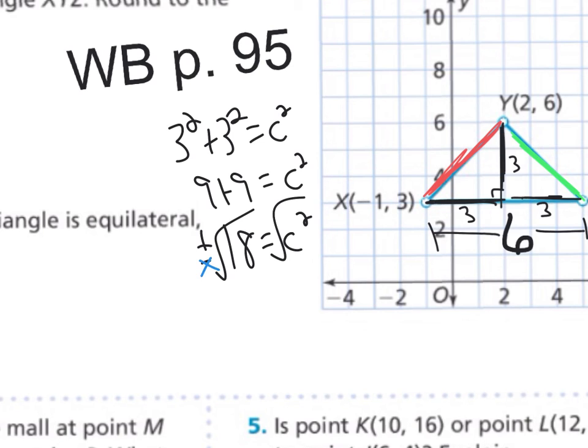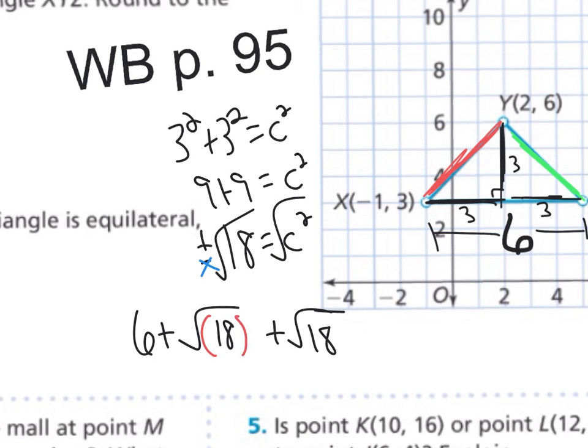A way of doing this, if you want to be more precise, we could say we have 6 plus the square root of 18 plus the square root of 18. Add them together and then round. One thing to watch if you're typing this in your calculator, it's going to put a parenthesis here. You need to put an end parenthesis so that it knows that that's the end of what you want under your square root. Okay, so anyway, if you type that in, work that out, you should get about 14.49 units.